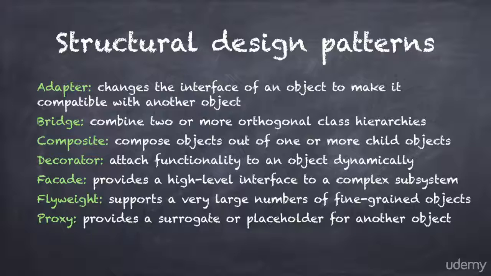The facade pattern provides a high-level interface to a complex subsystem to make it easier to use. The flyweight pattern supports a very large number of fine-grained objects efficiently. And the proxy pattern provides a surrogate or placeholder for another object. We also talked about when to implement these patterns.